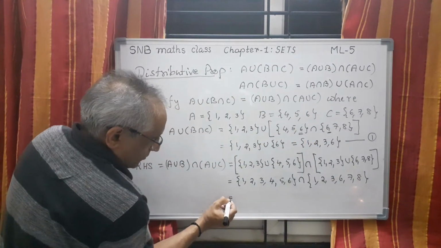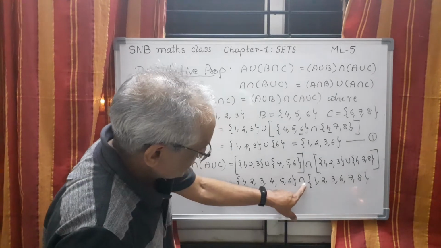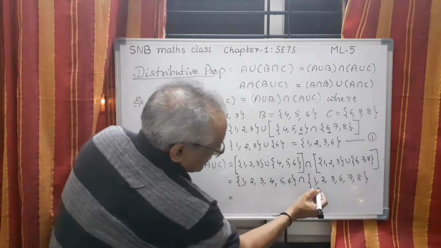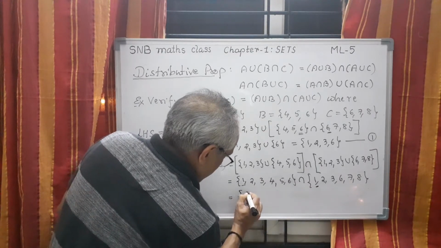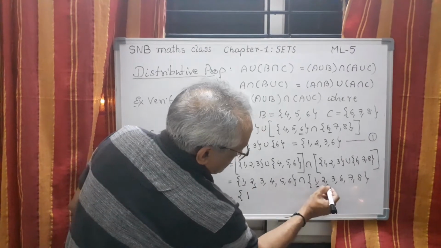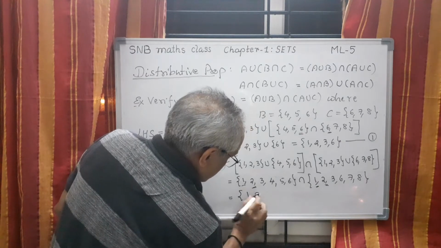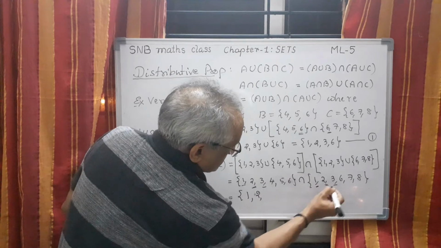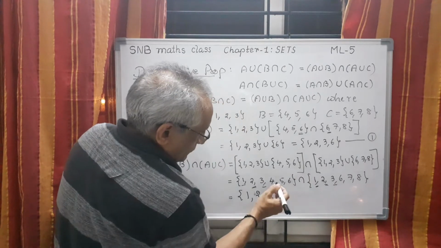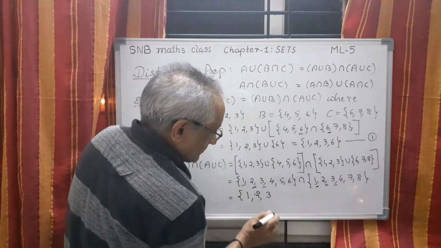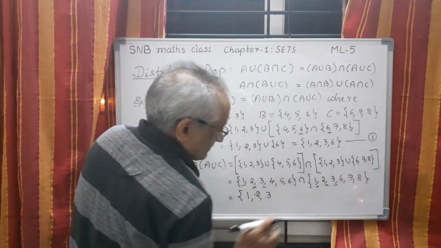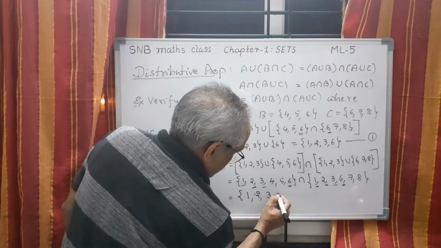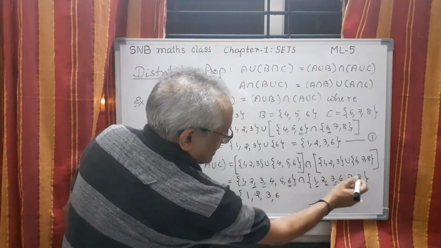Now the operation is intersection. I have to look for common elements. 1 is there, 1 is there. Therefore definitely I have to write 1. 2 is there, 2 is there. I have to write 2. Then 3 is here, 3 is here. I have to write 3. 4 is not here, so I have to leave. 5 is also not here. I have to leave. 6 is here, 6 is here. I have to write 6. And 7 and 8 are not there.